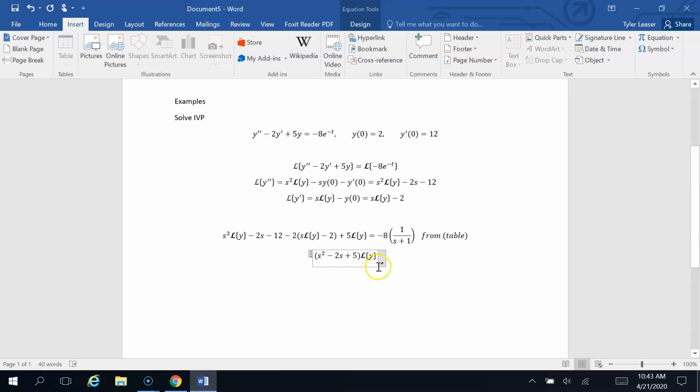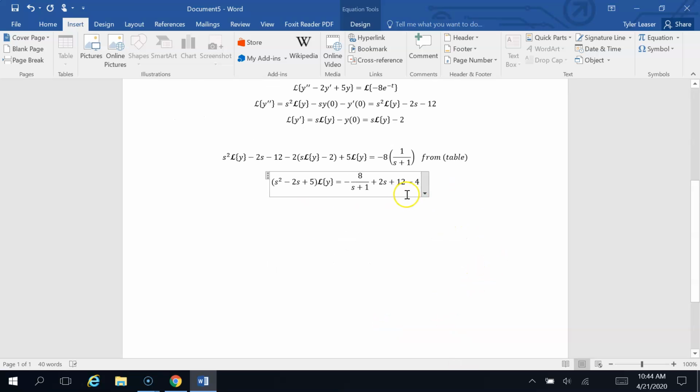So remember that you want to solve for the Laplace of y. What I'm going to go ahead and do is move everything over to the right-hand side because we're going to eventually need to divide by this anyway. We already have this negative 8 over s plus 1 on the right-hand side. We have this negative 2s. I'm going to add that 2s over to the right-hand side. We have this negative 12, so I'm going to add 12 over to the right-hand side. We also have a positive 4 after you distribute the negative 2, so I'm going to subtract the 4 over. And so I don't have to write a whole new line, 12 minus 4 is 8.